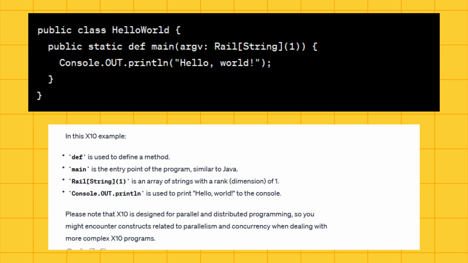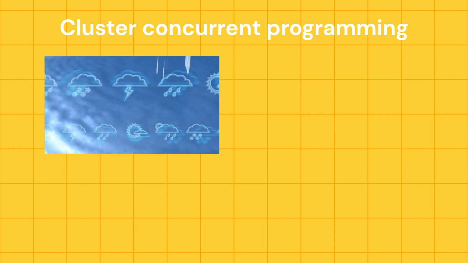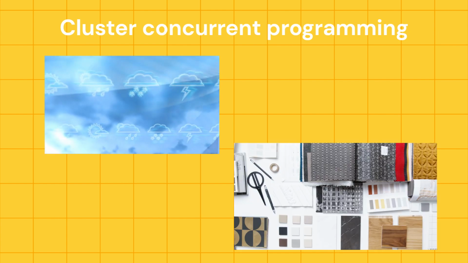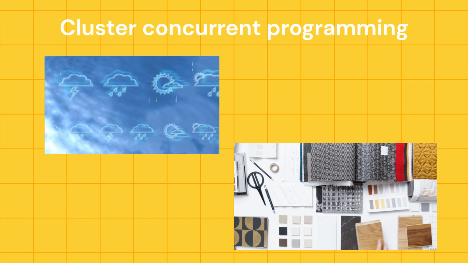that can be used to print things on the screen. Cluster concurrent programming is used to solve all sorts of problems, like weather forecasting and designing new materials. It's a powerful tool that can be used to solve problems that would be impossible to solve with just one computer.